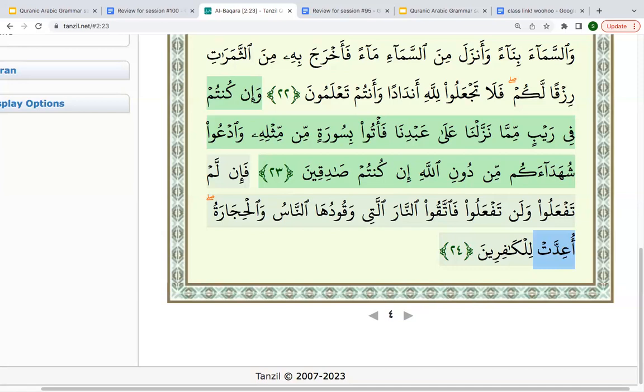To prepare addada. Okay. Or adda. Ain, dal, dal. Think of them. Ain, dal, dal are the root letters. Now think, this ta is for what?